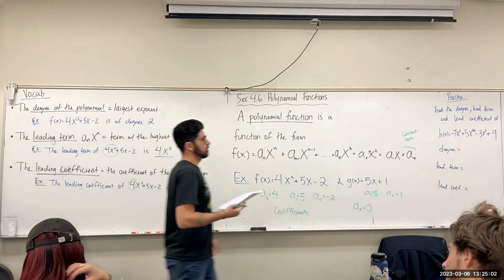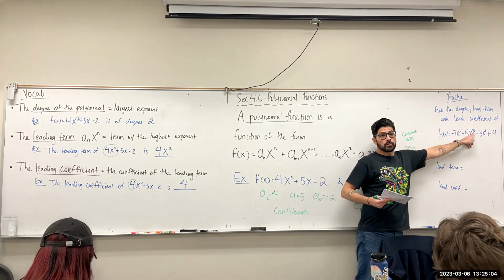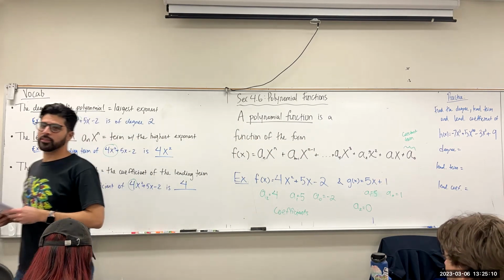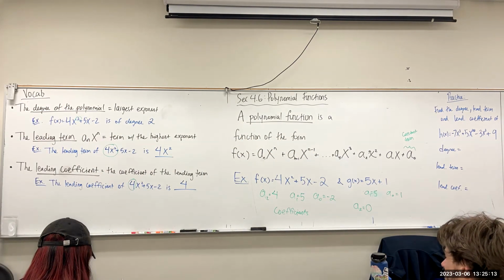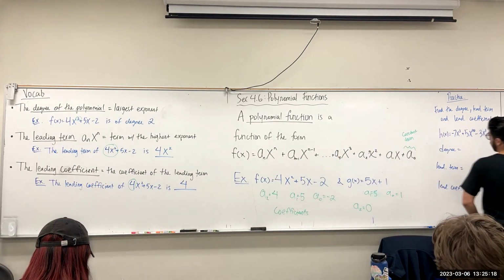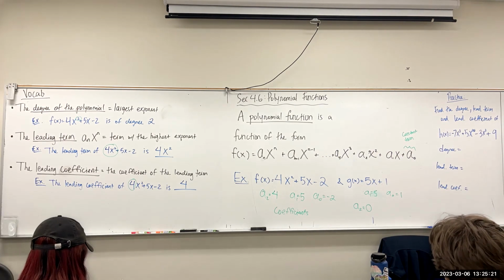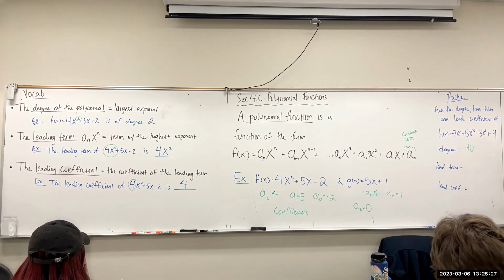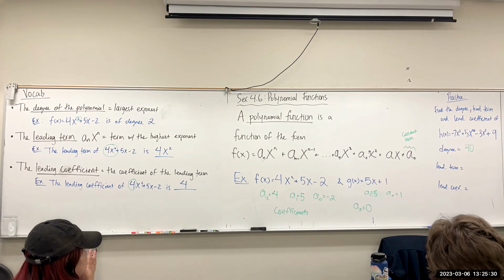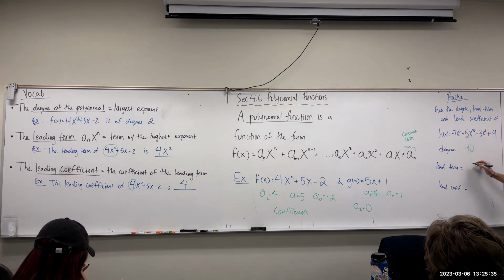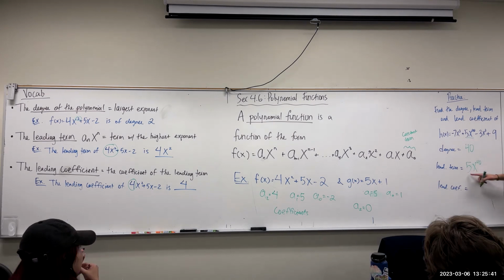Folks in the back, can you see this number, the exponent? What is it? 40. Good. Give you guys an idea. All right, what's the degree? 40, the highest exponent, which in this case is 40. What's the leading term? You look at the term with the highest exponent, which is this bad boy. So it's 5x to the 40th. And what's the leading coefficient? 5. That 5 right there.